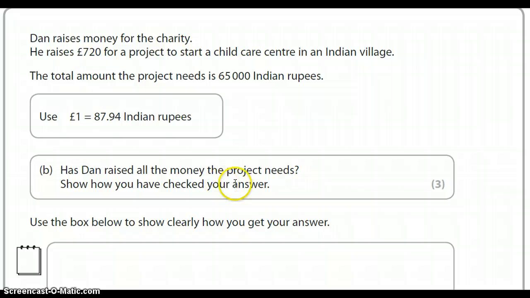Show how you have checked your answer. Use the box below to show clearly how you get your answer.